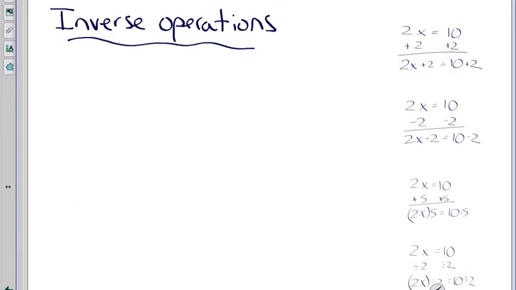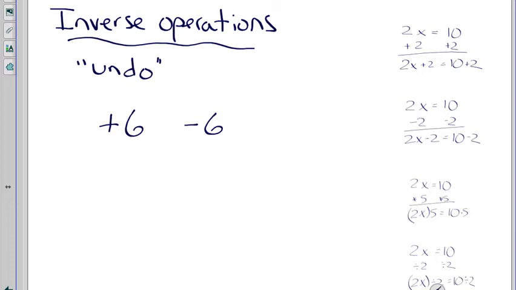The next concept we're going to use to solve these equations is the idea of inverse operations. Inverse operations undo each other. For instance, if I add 6 and then I subtract 6, I'm back where I started from. Addition undoes subtraction, and subtraction undoes addition.